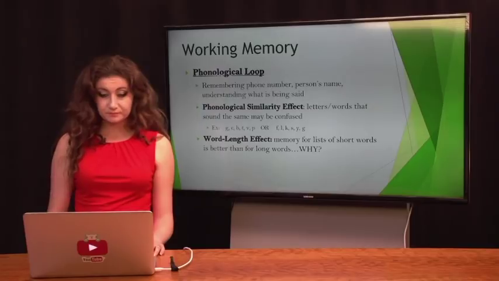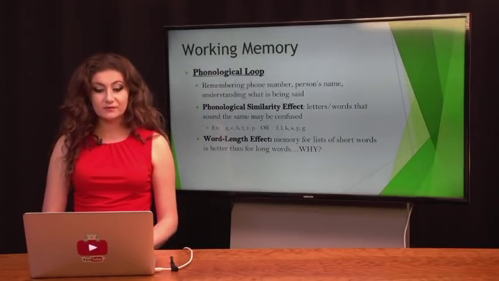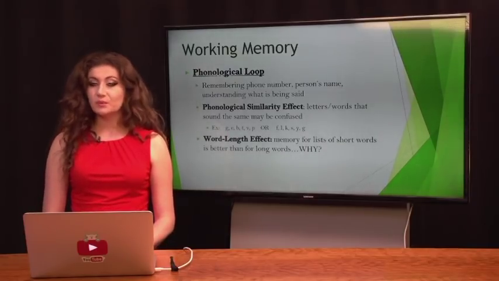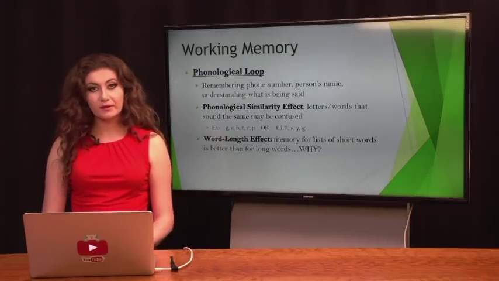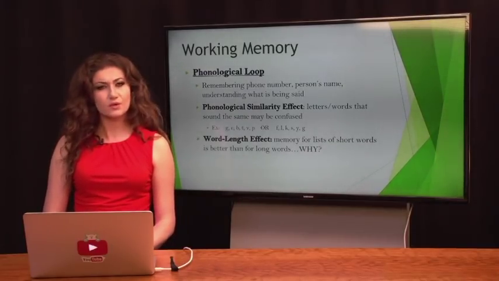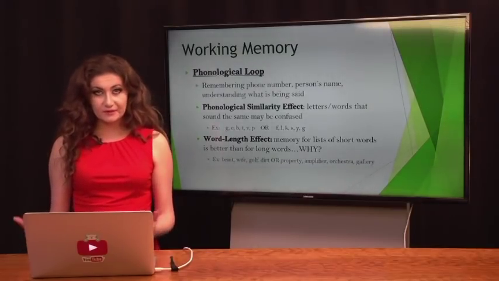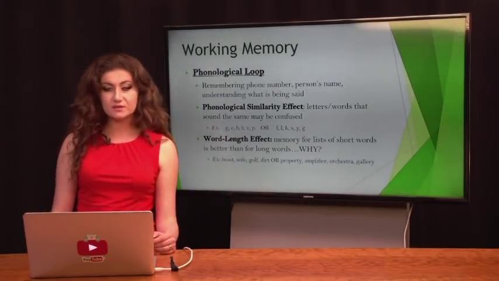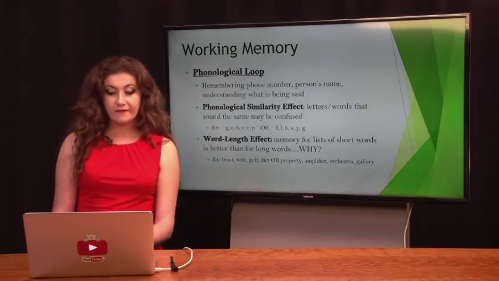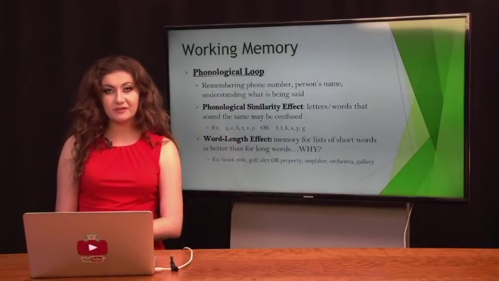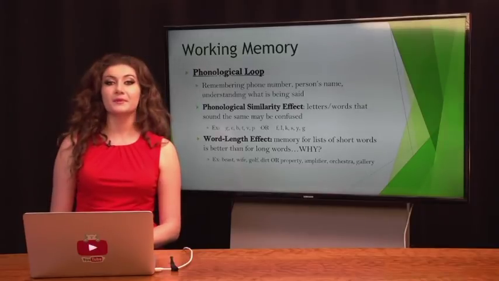Additionally, studies on the phonological loop led us to identify the word length effect. The word length effect says that the memory for a list of shorter words is much better than for a list of longer words. So why do we think that this is? Well, for example, if you tried to memorize the words beast, wife, golf, dirt as your short word list, and then you try to memorize property, amplifier, orchestra, and gallery, which one do you think you would have an easier time remembering?